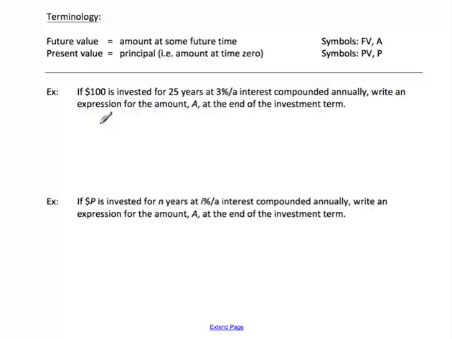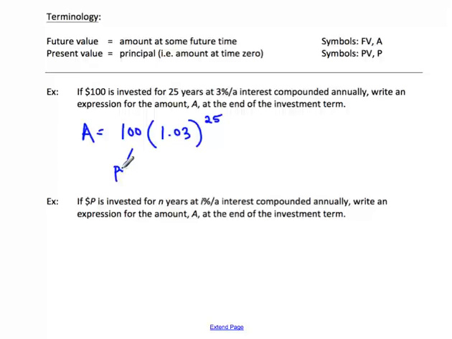Here's a question where those are used. If $100 is invested for 25 years at 3% per annum interest compounded annually, write an expression for the amount A at the end of the investment term. So using the pattern we saw before, the amount in the future is going to be equal to the principal, $100, and we're going to multiply that each time we step to the right by a year by 1.03. And we're going to be stepping to the right on the chart 25 times for the 25 years. So we take 100 and we're going to multiply it by 1.03 each time for 25 times.